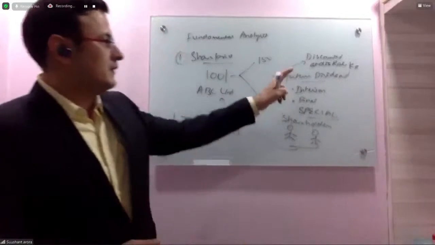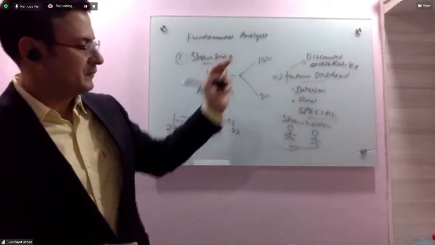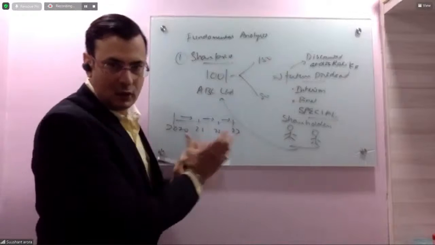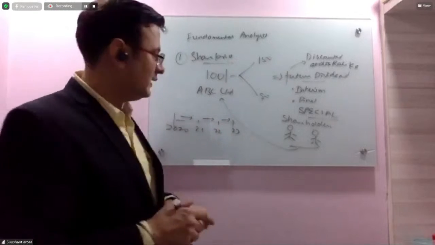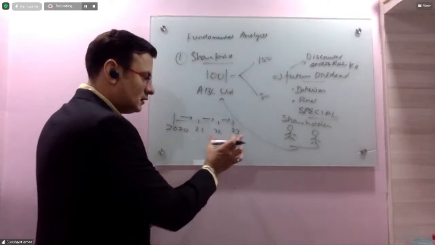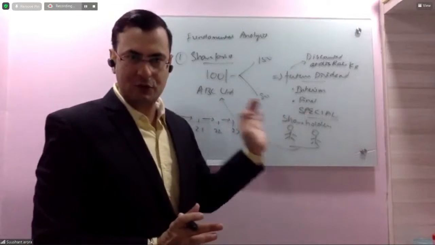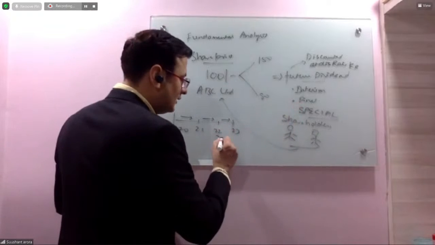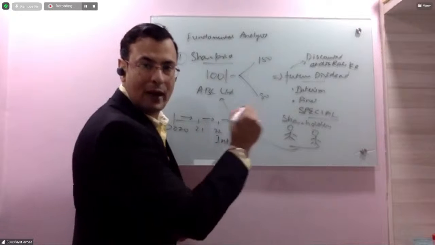So we discount these future dividends with a discount rate, and the value that we get. See carefully, guys, I hope you are with me, not sleeping, right? When we discount the future dividends, the value that we get is the intrinsic value.